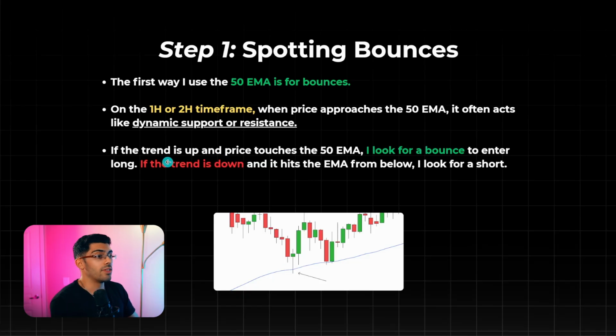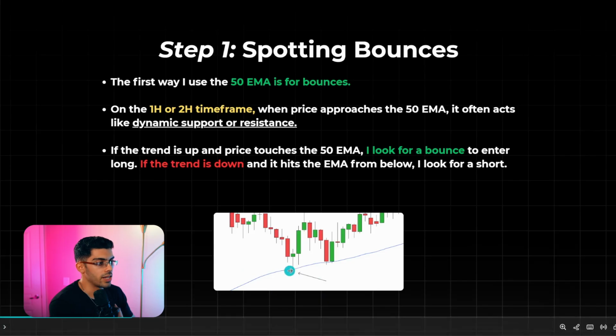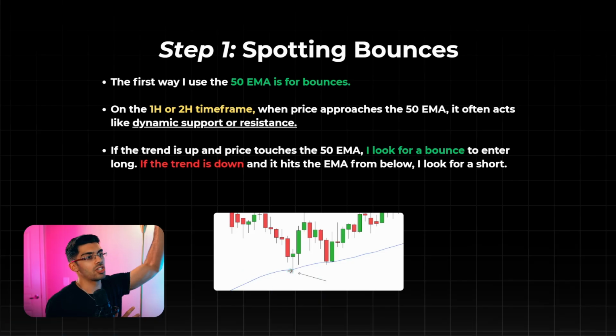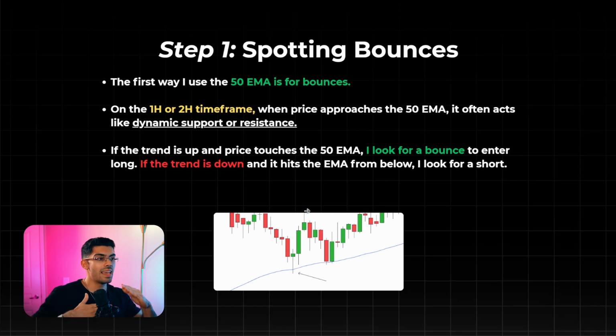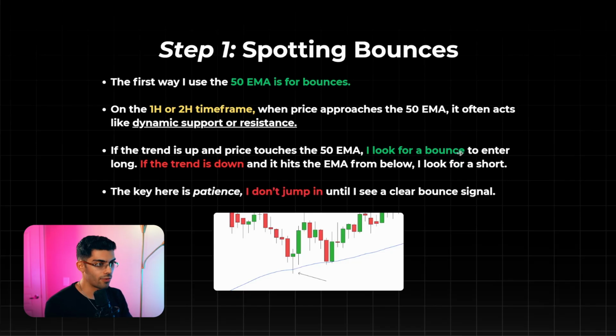If you know how to find it and if you know how to use it, it can help you out a lot. Because if the trend is up and price touches the 50 EMA, then I'm just going to simply look for a bounce off of it like you see down here, and then just buy and catch the movement to the upside. If the trend is down, so the opposite of this, and it hits the EMA from below, so it goes up into the EMA, then I look for a short position. The key here is actually waiting for it. This is what 99% of traders get wrong. They understand how the market bounces off of the EMA, but they don't have the patience to wait until a clear bounce signal occurs to then enter the trade.